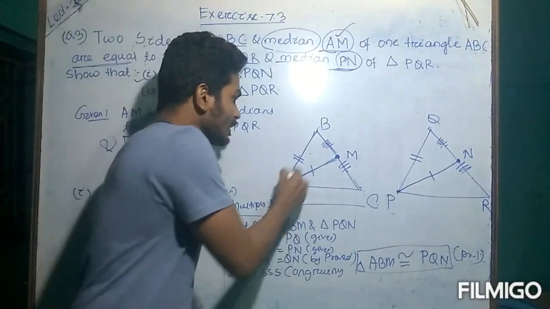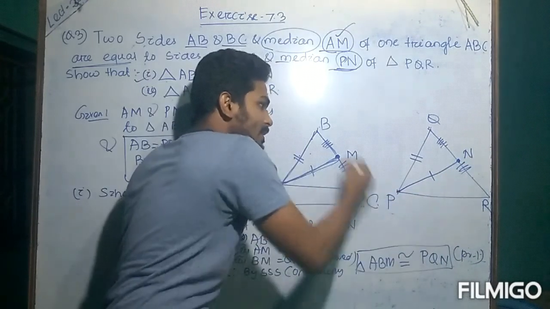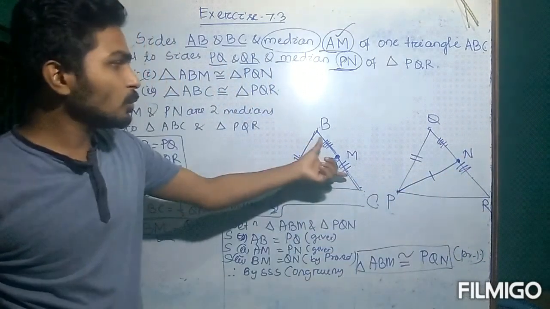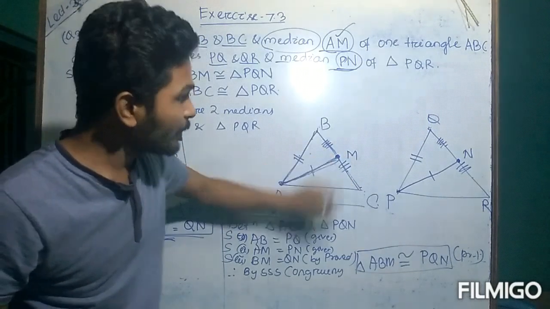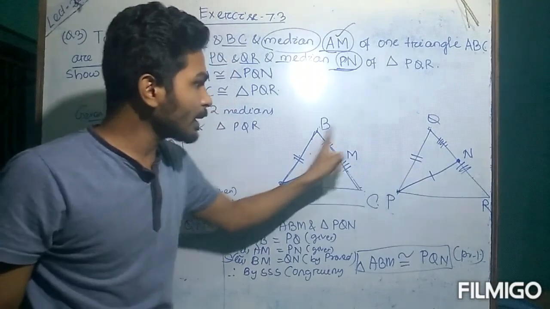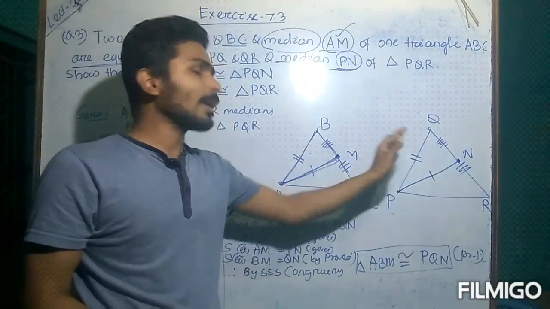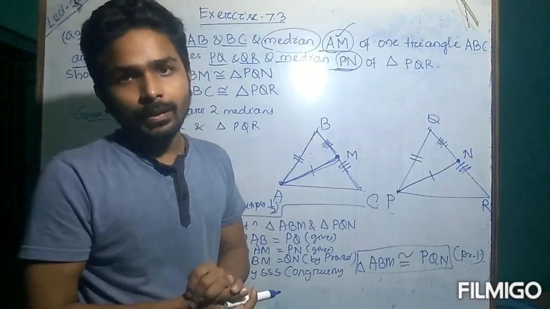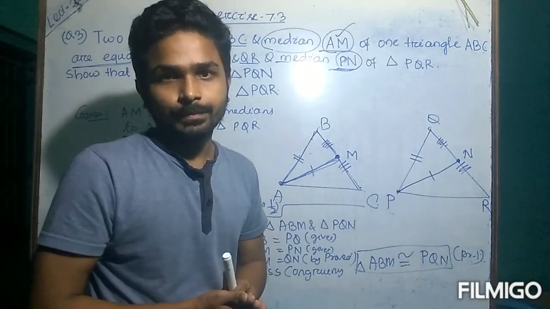Here, it is given this side is equal to this side, this median is equal to this median, this side is equal to this side. Now we will do what? We will make half of it. So half of BC is BM and half of QR is QN. Then we have compared these two triangles and proved by SSS congruency that these two triangles will become congruent. Okay? And now let us move to the second part of that question.